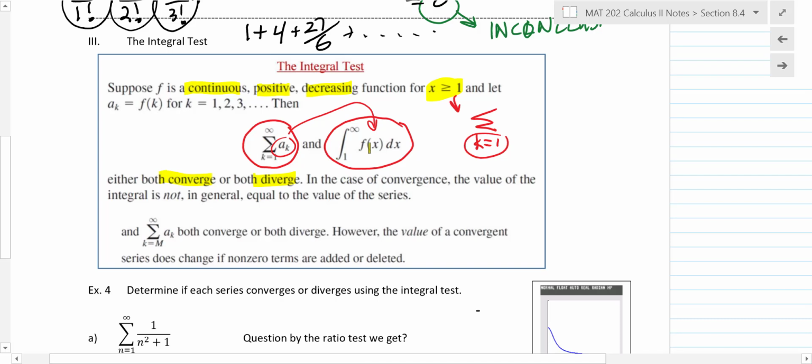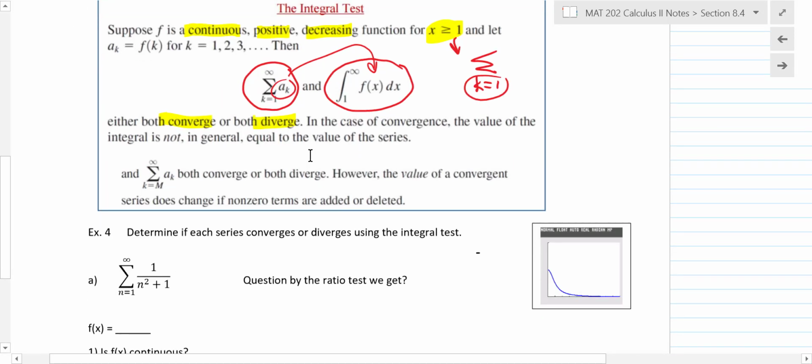So you investigate the integral, and whatever its result is going to be the result of that series. That's how that works out. That's what the integral test is essentially telling you. Okay? Now, the other thing is, this is kind of important, the value. So say for instance that your integral turned out to be a number like 2. That does not mean that the series is going to add up to 2.